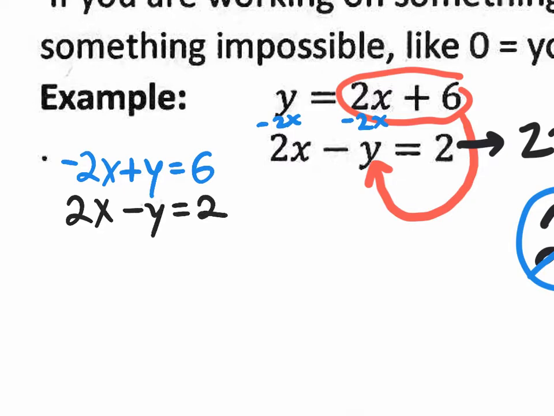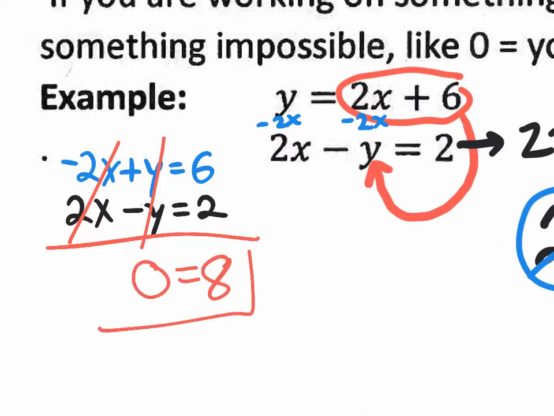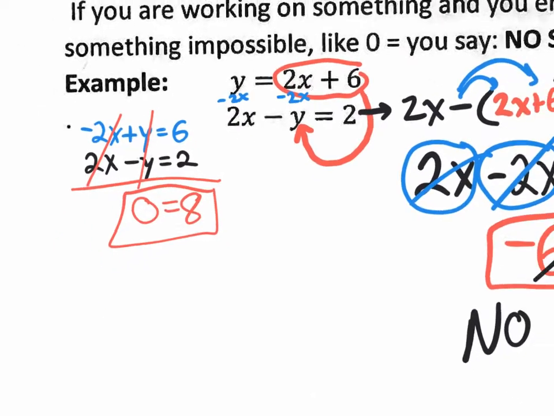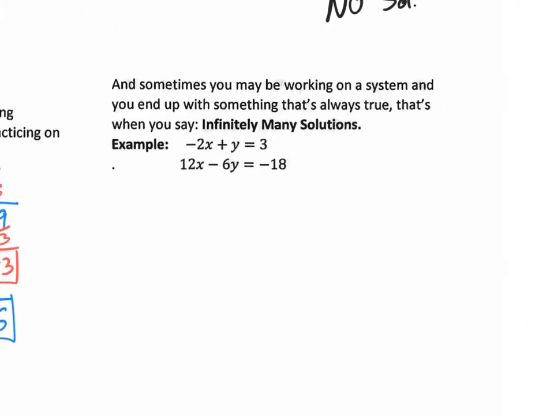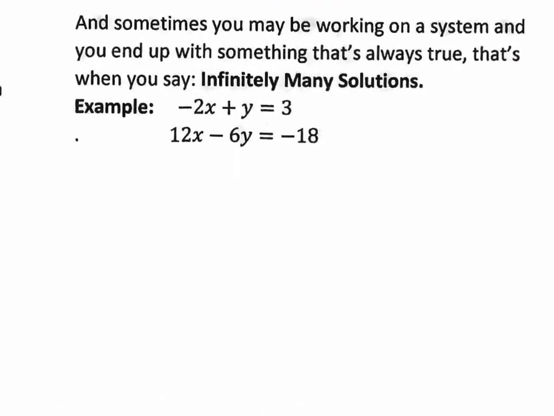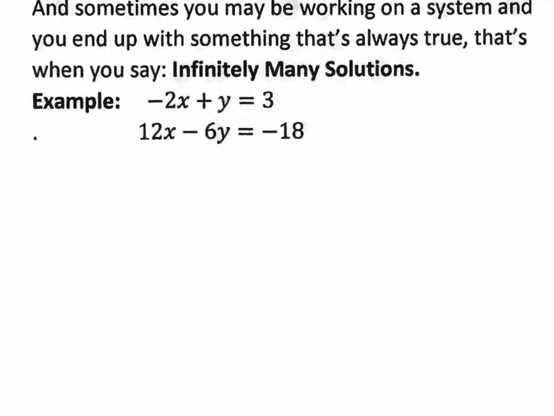Now if I decided to do linear combinations here because it's already ready to combine and cancel on the x's, but then the y's also cancel, I end up with 0 equals 8. And once again, if you end up with something impossible, what do you say? No solution. So I just wanted to show you that you could do it in any method you like. I mean, technically you could even graph it and see that they do not intersect, that they're parallel, right? So you could use any method you want. Of course, some of them are ready for substitution, some of them are ready for linear combinations, some of them are ready to graph.